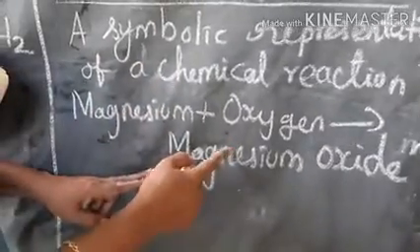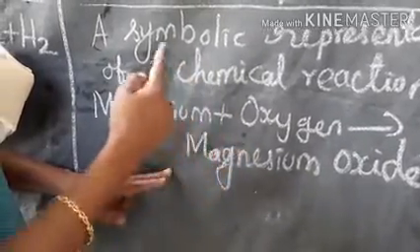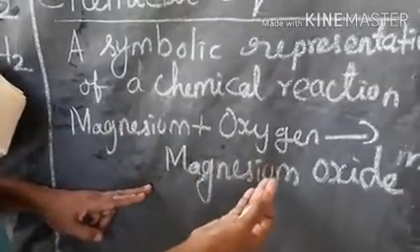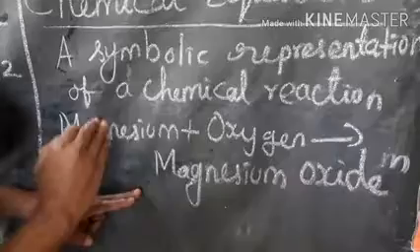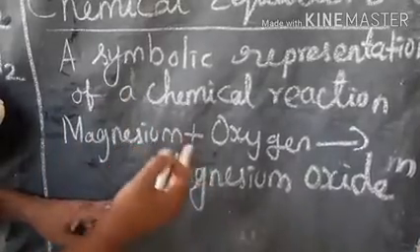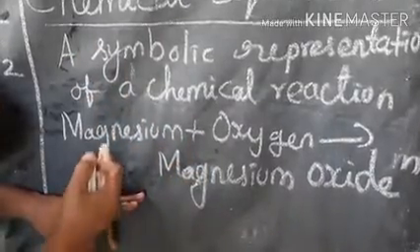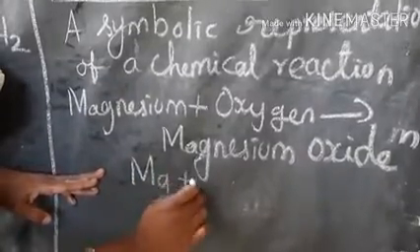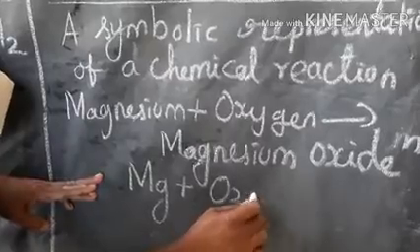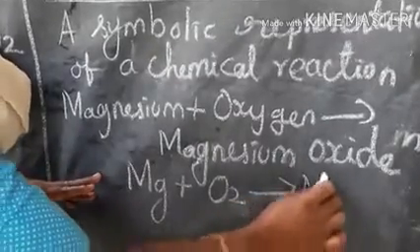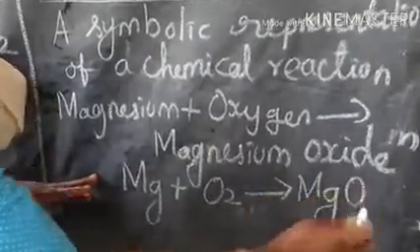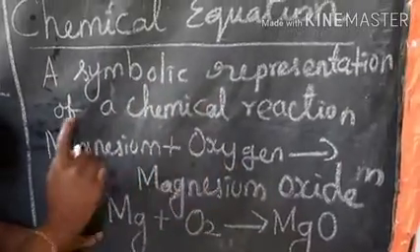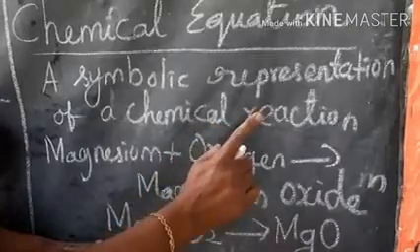Here it is a reaction, so it is represented in the form of some symbols. So instead of writing everything in words, we are using the symbols of the elements while writing the equation. Suppose magnesium, you can write it with Mg, oxygen you can write it with O2, and it forms MgO. So chemical equation means a symbolic representation of a chemical reaction.